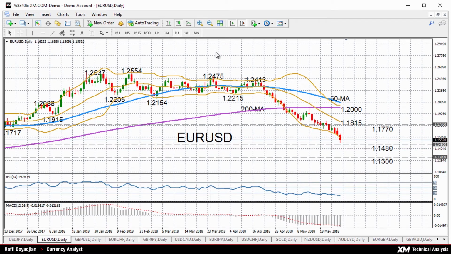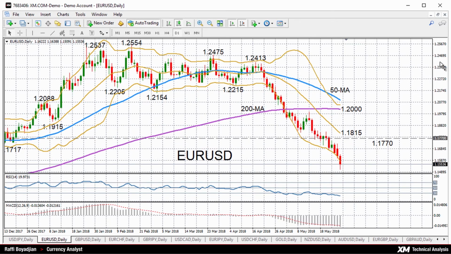If we now turn to euro-dollar, it is looking very bearish. RSI is falling deeper into oversold territory below 30. MACD is also running below the red signal line. And also, if you look at the Bollinger Bands, prices have spiked below the lower Bollinger Band, indicating that it's definitely oversold. So potentially we could see a near-term correction to the upside.